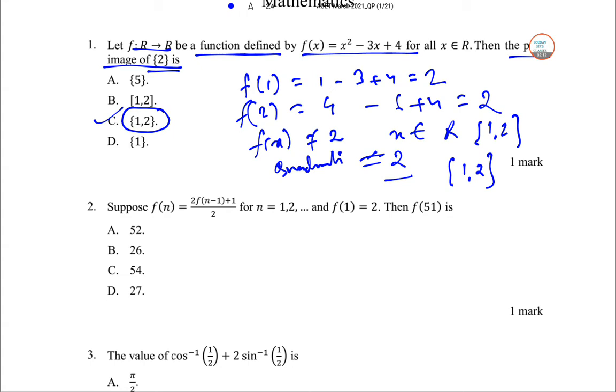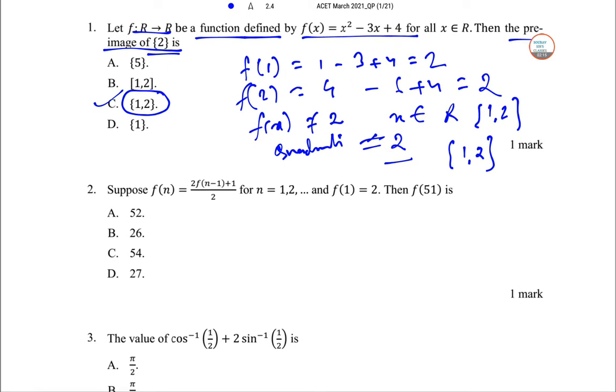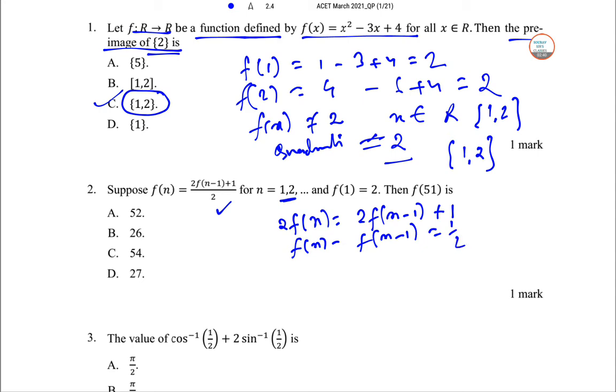In this question, suppose that f(n) is a function defined by f(n) equal to 2 into f(n minus 1) plus 1 by 2, for n equal to 1, 2 and so on. f(1) is given as 2, and you need to find f(51). So 2 into f(n) is 2 into f(n minus 1) plus 1. If you take 2 common on both sides and take the n part to the left, you are left with this half.